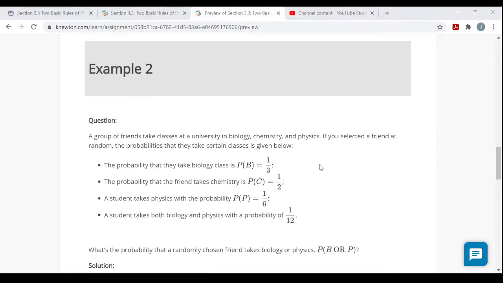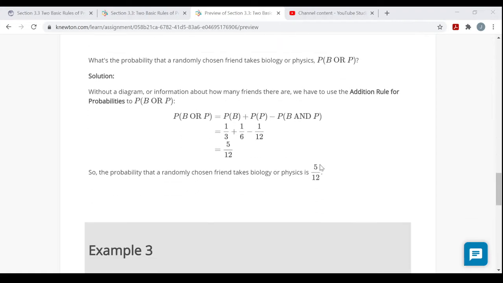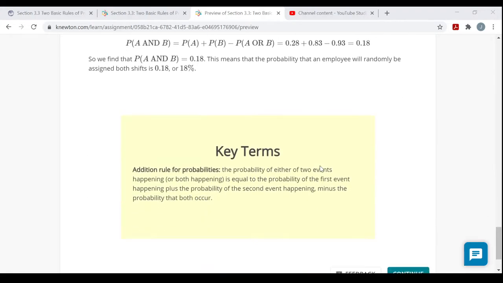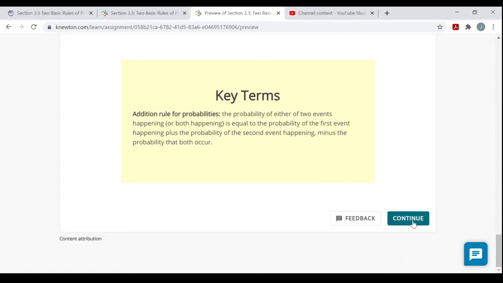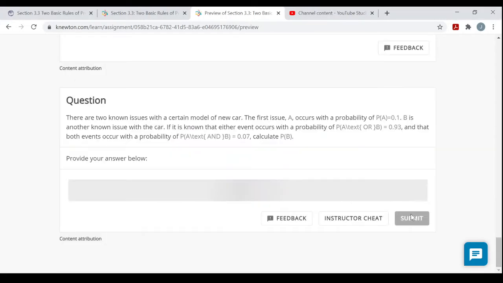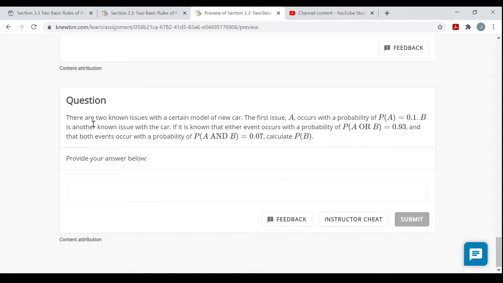Alright, so they go through an example here. I'll just get to a problem. Alright, there's another one here. Great, and the addition rule, cool. Let's just get to a problem. So here there are 2 known issues with a certain model of a new car. The first issue, A, occurs with, like, faulty brakes or something, whatever. The first issue, A, occurs with a probability of 0.1. The probability that A occurs in this model of car is 0.1, 10%.